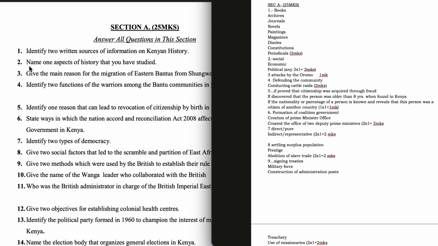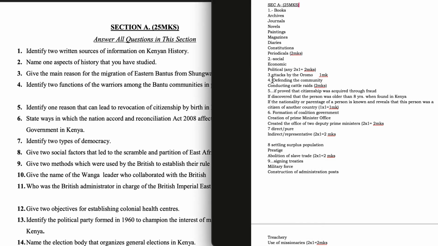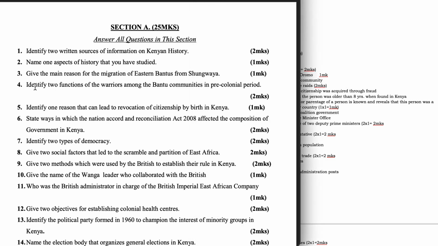Question 2. Name one aspect of history that you have studied. Social, economic, or political, any 2. Question 3. Give the main reasons for the migration of Eastern Bantus from Shungwaya. Attacks by the Oromo.